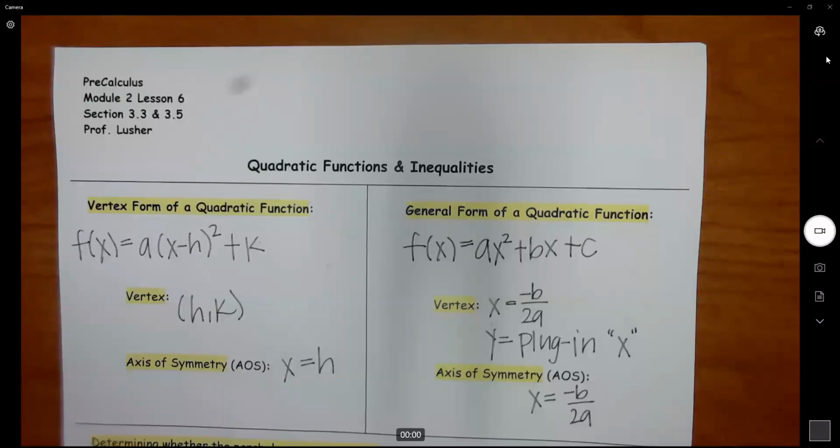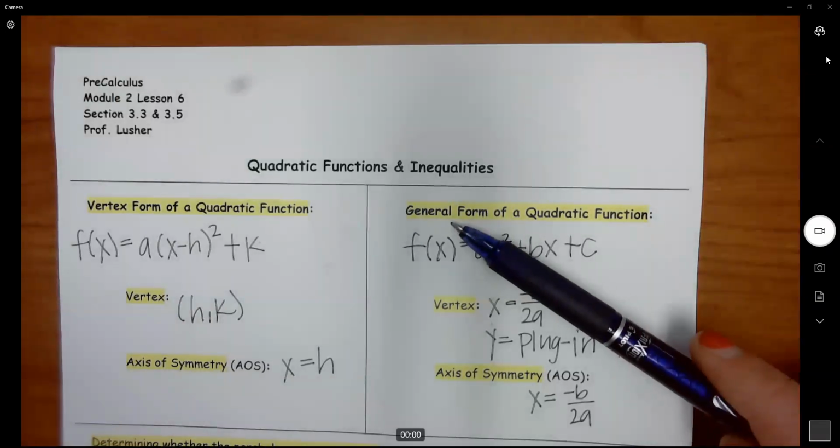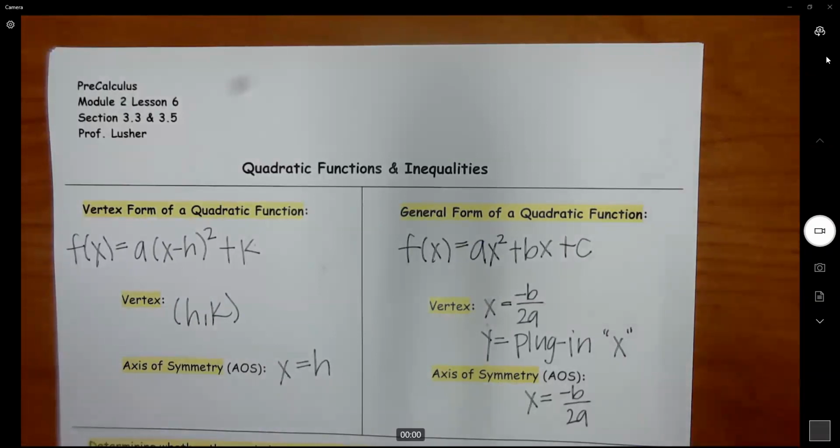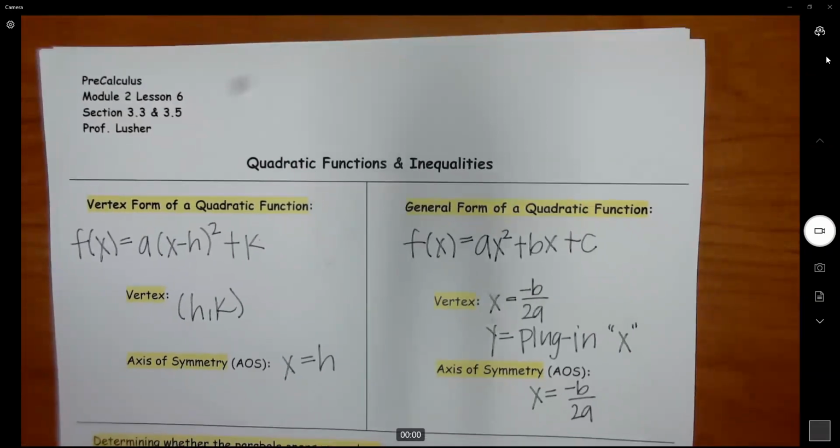Hey everyone, in this video, we're going to talk about how to graph quadratic functions. You're going to be given two different forms of your quadratic function: either vertex form, or general form, which they call it, but I always call standard form. Vertex form is a little bit easier because, as its name suggests, it gives you the vertex.